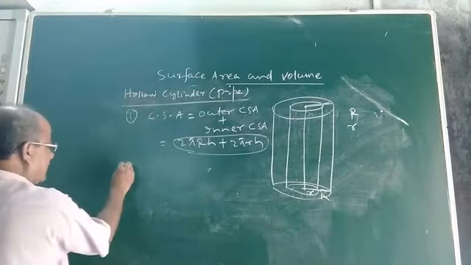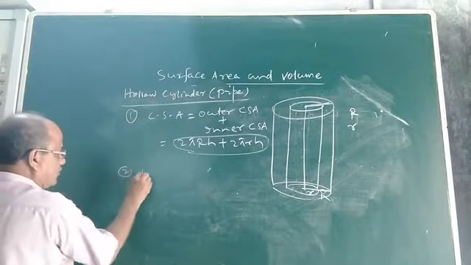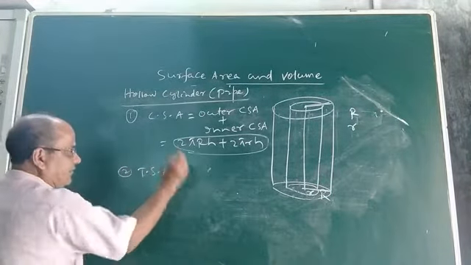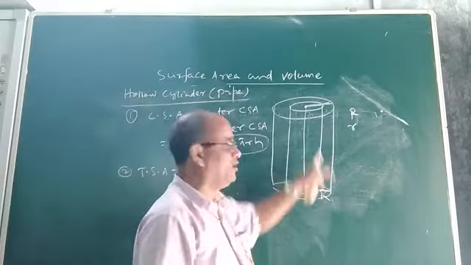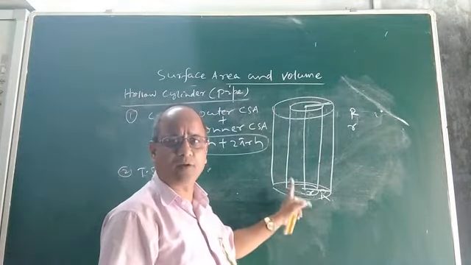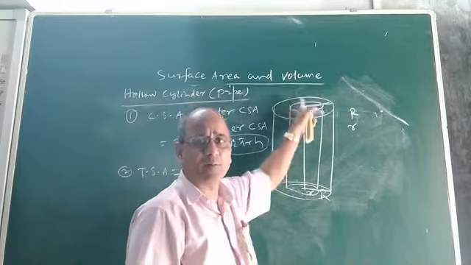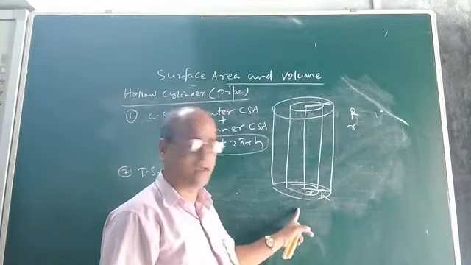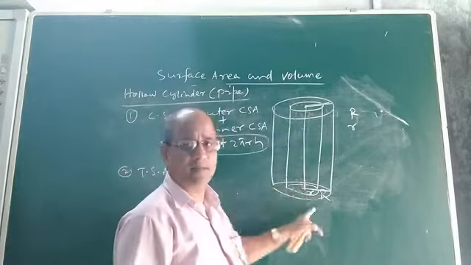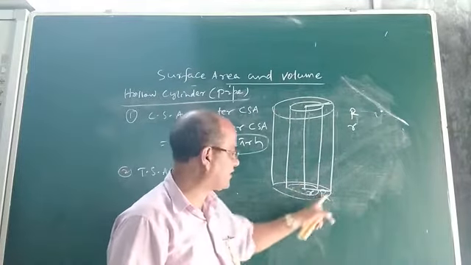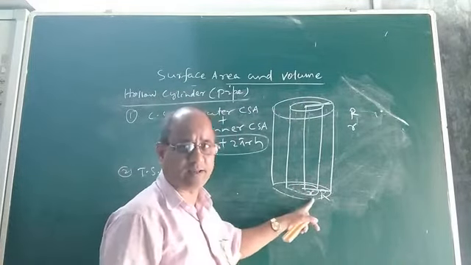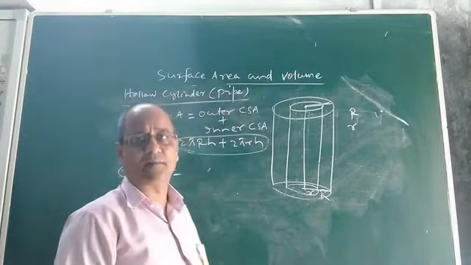Then what will be the total surface area? Total surface area will be equal to the curved surface area of the pipe or hollow cylinder plus the area of the upper rim plus the area of the lower rim. Now the area of these two rims is equal, and these are two concentric circles. And what is the formula for the area of concentric circles?